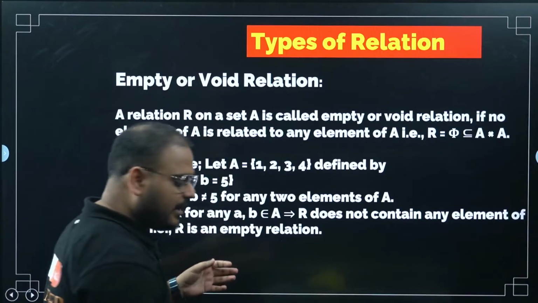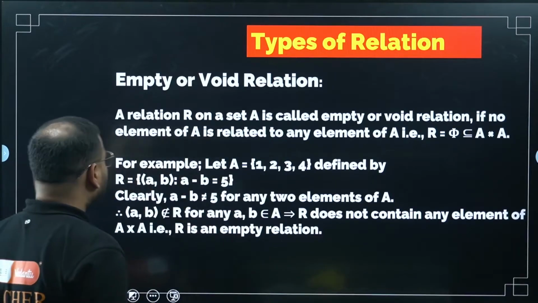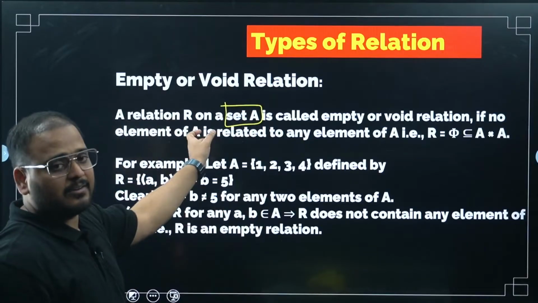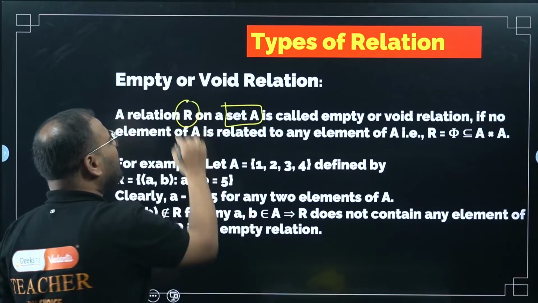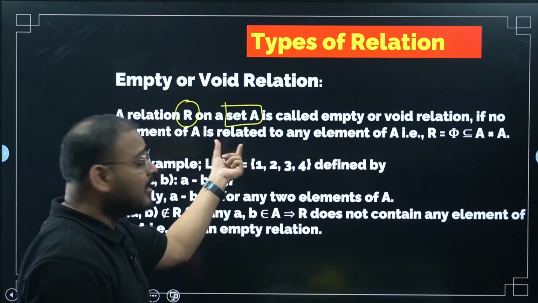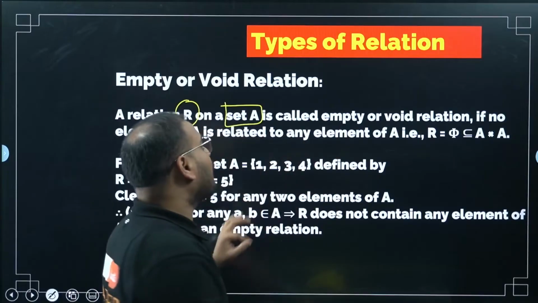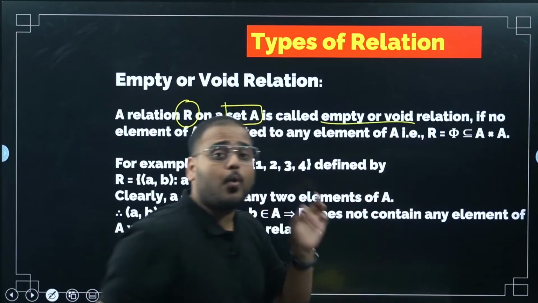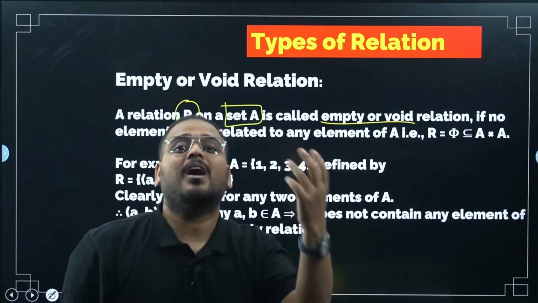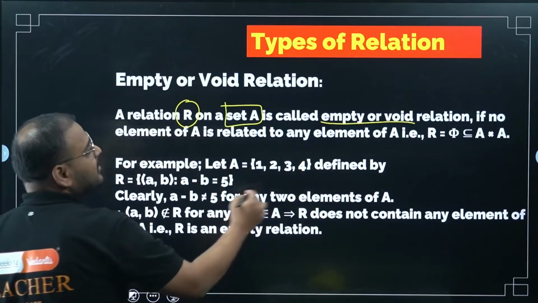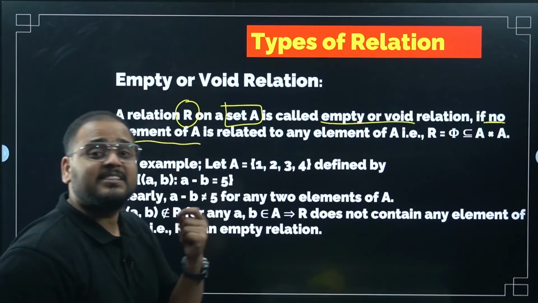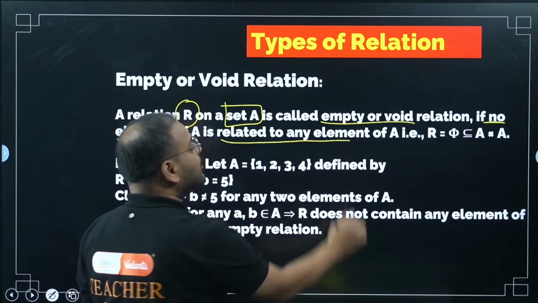So if I am writing a relation on set A, look here, a relation R. What is the name of the relation? R. I don't know what exactly the relation is, but if a relation R is written on set A, it will be called empty or void only if none of the elements of set A is related to any element of set A.